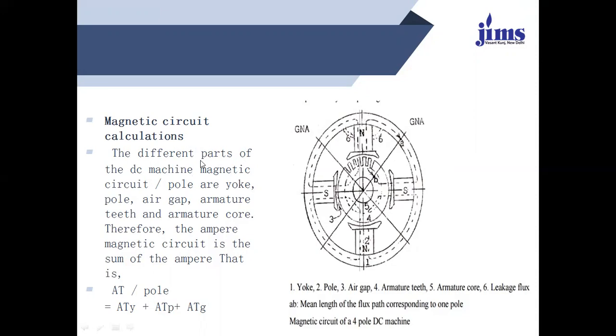So the different parts of the DC machine magnetic circuit per pole are yoke, pole, air gap, armature teeth, and armature core. Therefore, the ampere turns for the magnetic circuit is the sum of the ampere turns, that is, AT per pole equals AT yoke plus AT pole plus AT of air gap.